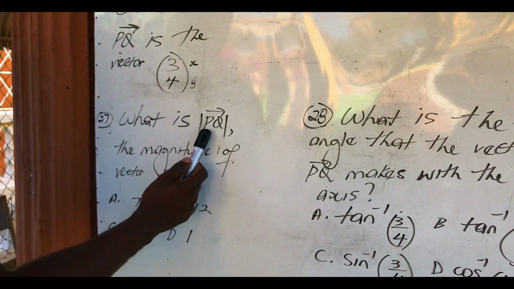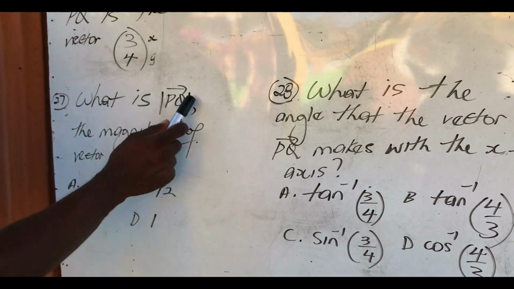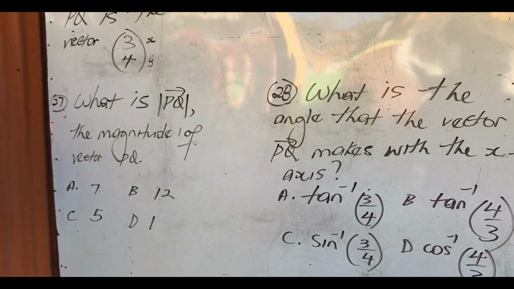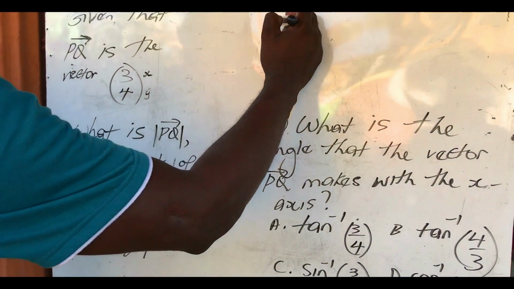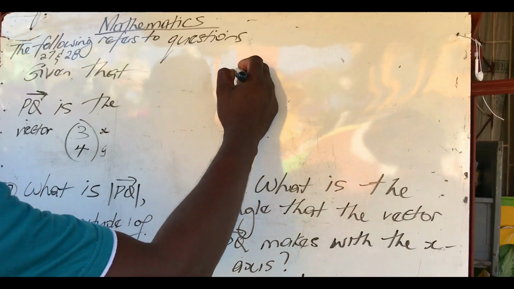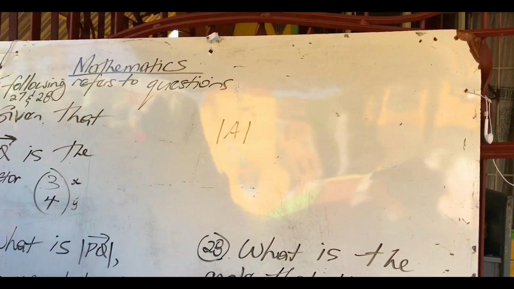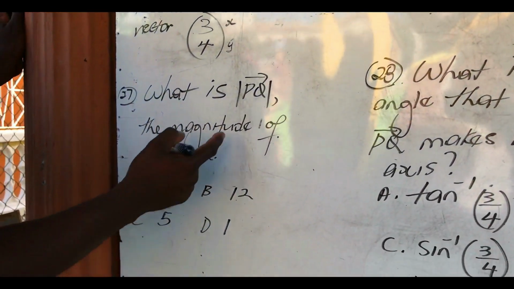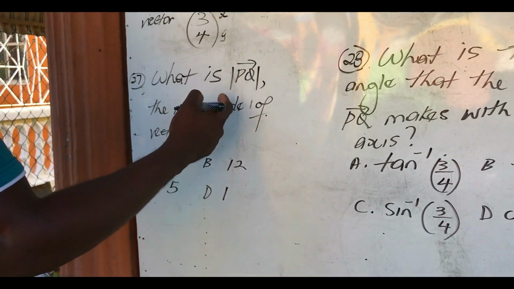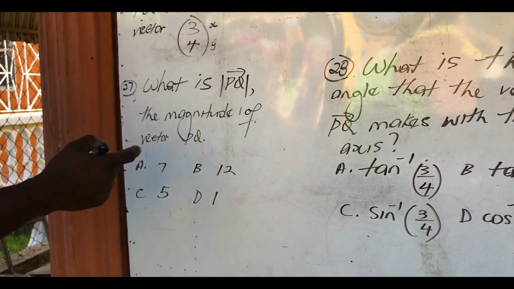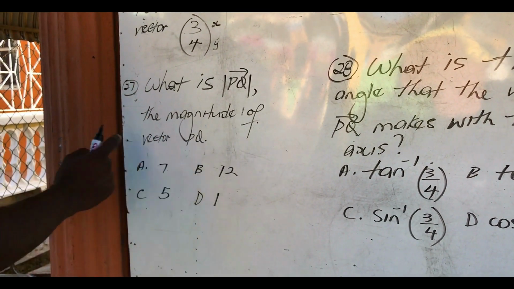As a matter of fact, it is read as what is the modulus, or what is the magnitude of vector PQ. Now, as I said, everything basically has its own language. We have seen where we have a matrix A, and if we have 2 line segments here like that, this actually means the determinant of A. But in vectors, when you see the 2 line segments here at the sides, it actually means the magnitude of the vector, or the modulus, or the size of the vector. So the magnitude of vector PQ.